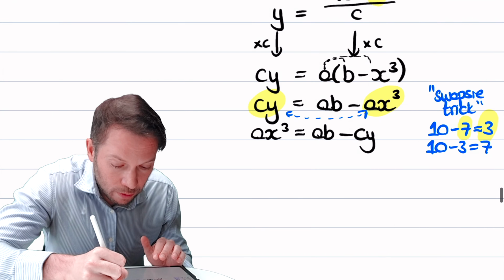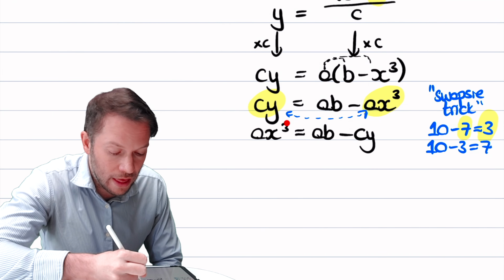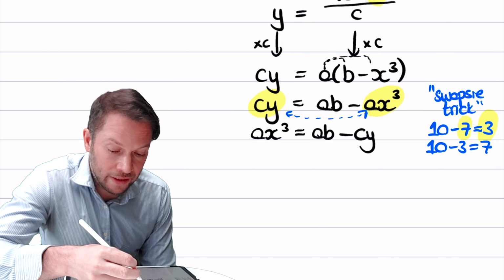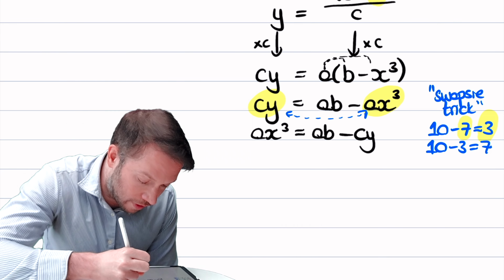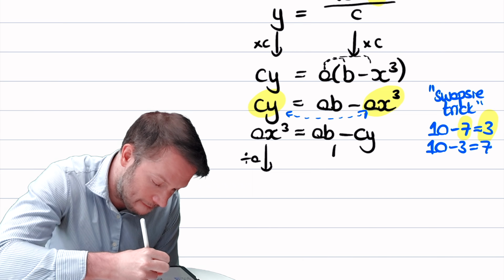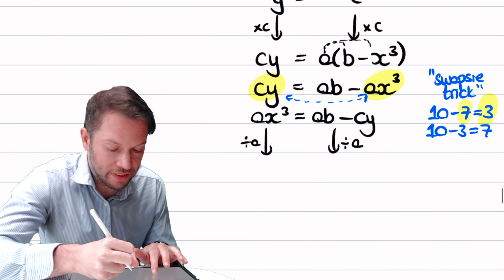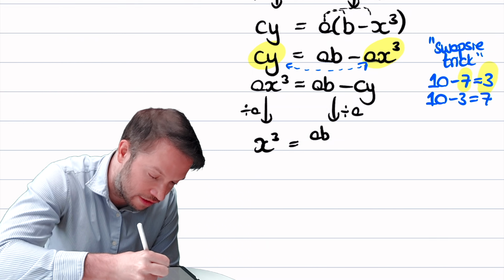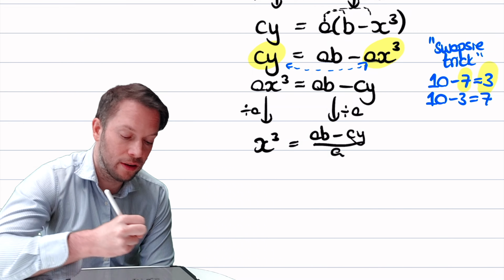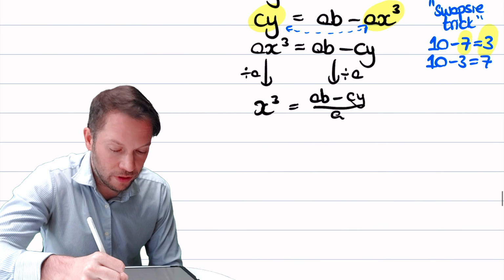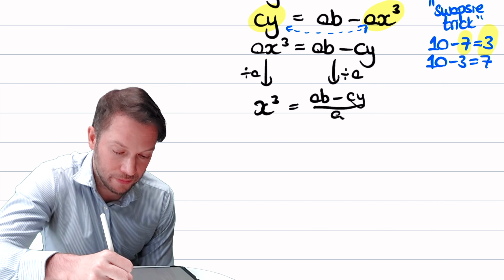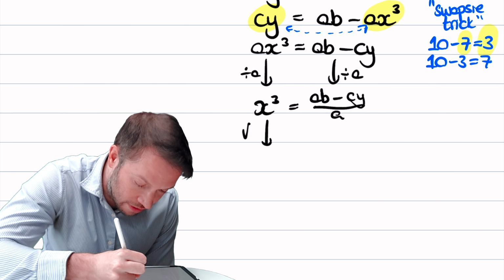Okay, right, let's see what's happening to x. It's being cubed and then it's being multiplied by a. So we need to undo the times by a, the last thing, which is to divide by a. So the left-hand side now is just x cubed and the right-hand side is ab minus cy all over a. We divide it by a. And now the x has been cubed, so you undo the cubed by cube rooting. So we cube root both sides.